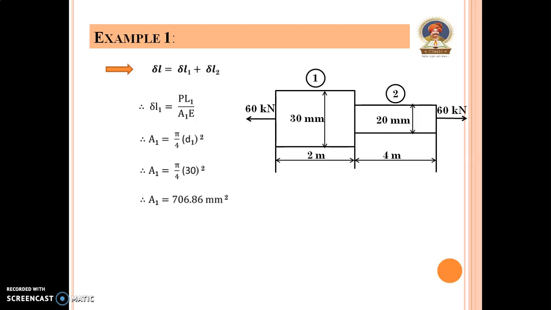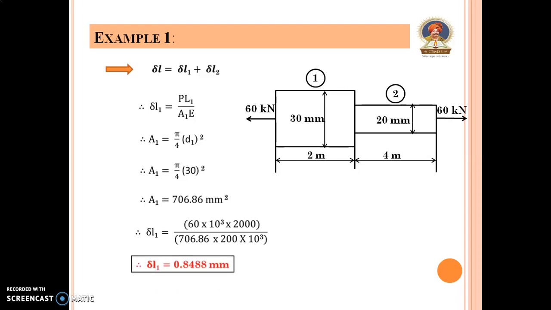Now put all the values in the above equation for delta L1. So delta L1 is equal to 60 into 10 raised to 3 into 2000 upon 706.86 into 200 into 10 raised to 3. After solving this we get the value of delta L1 as 0.8488 mm.